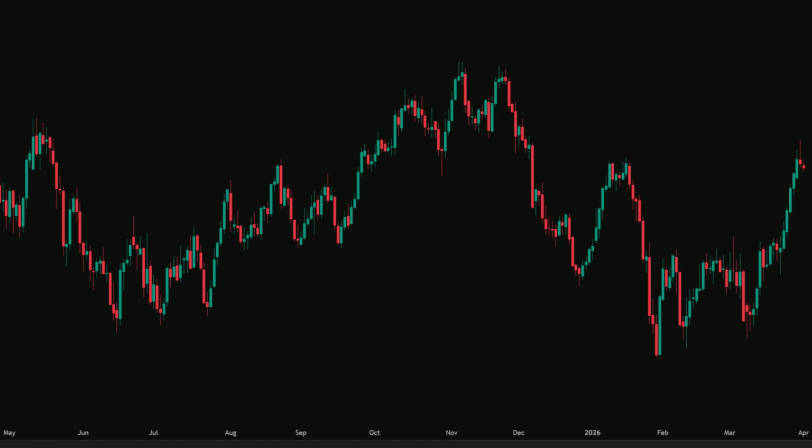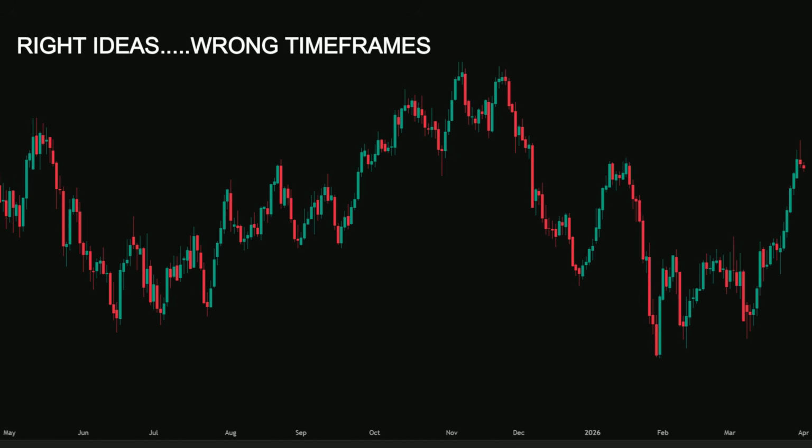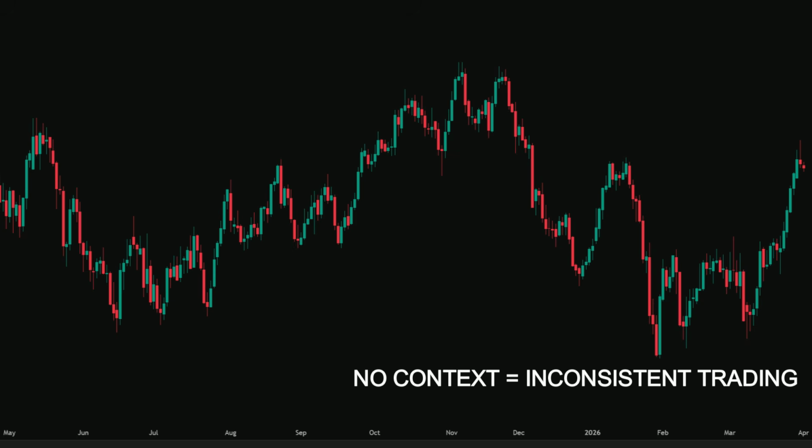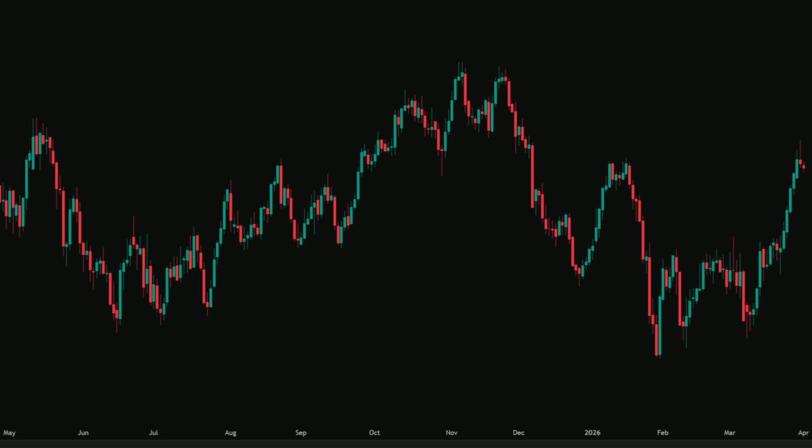Most traders do not lose because their trading idea is wrong. They lose because they take that right idea on the wrong time frame. So you're going to see a setup and you're going to enter, and then you see the price go right against you. And it's not because your trade was bad. It's just because the context was missing.